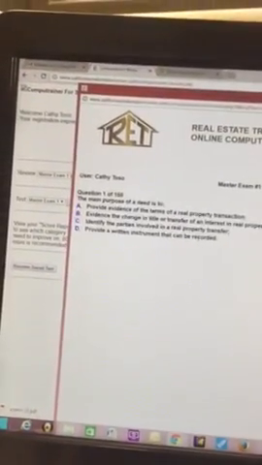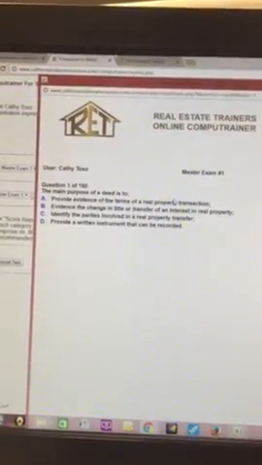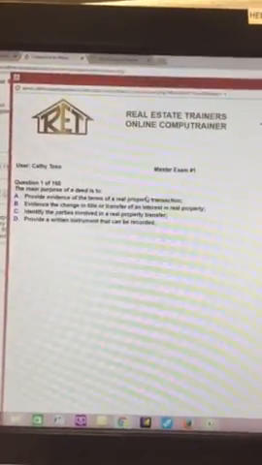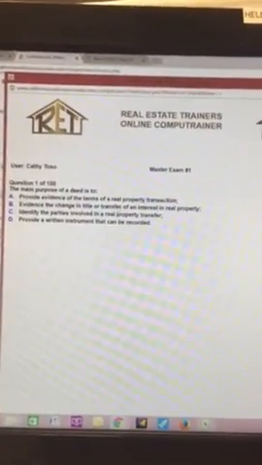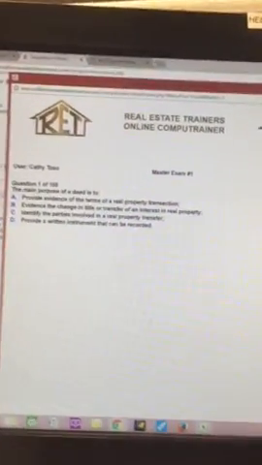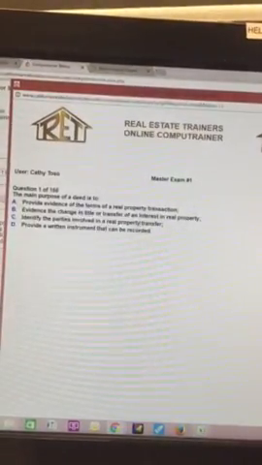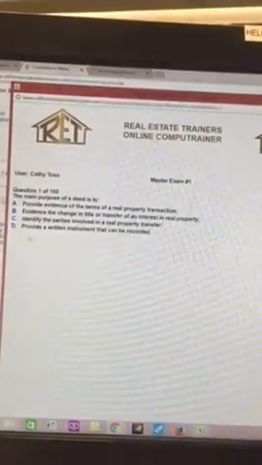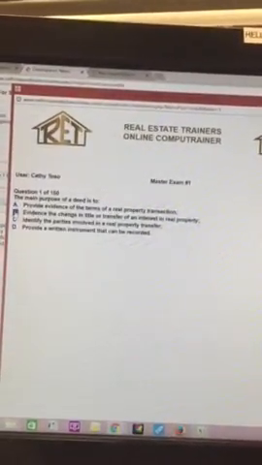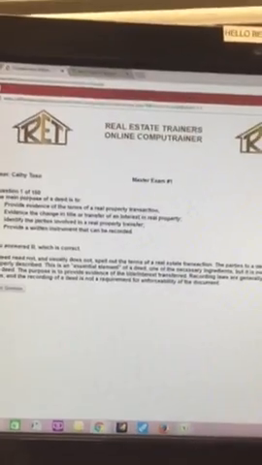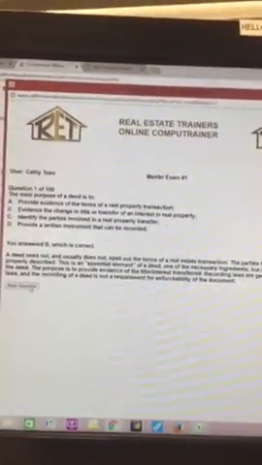The main purpose of a deed is to provide evidence of the terms of a real property transaction. Does a deed provide evidence? No. A deed transfers interest. We know that. Evidence the change in title or transfer of an interest in real property. Well, it does. It is evidence. Identify the parties involved in a real property transfer. It does do that. It provides a written instrument that can be recorded. So basically it evidences the change in title, which is correct, and it tells why. So a deed transfers. Okay, then we go to the next question.